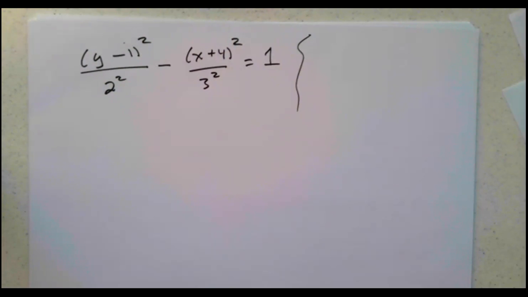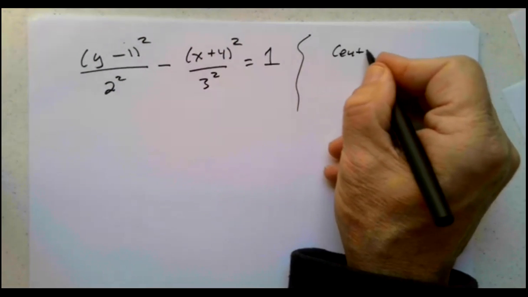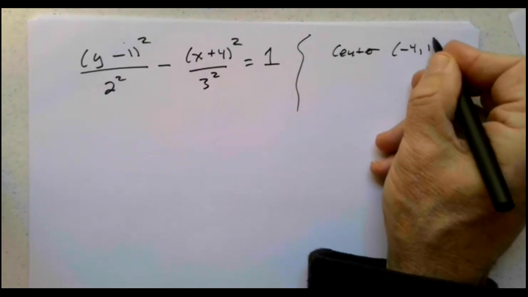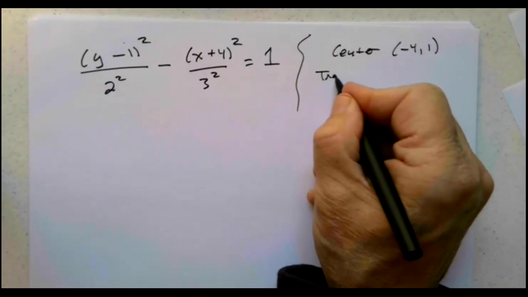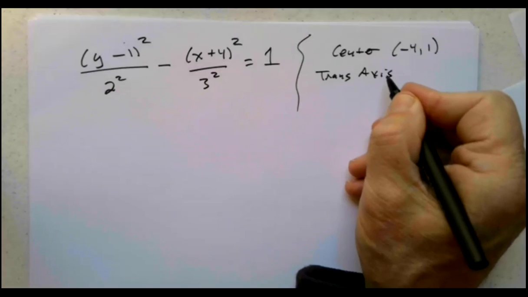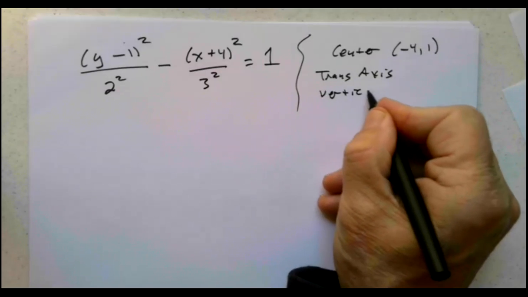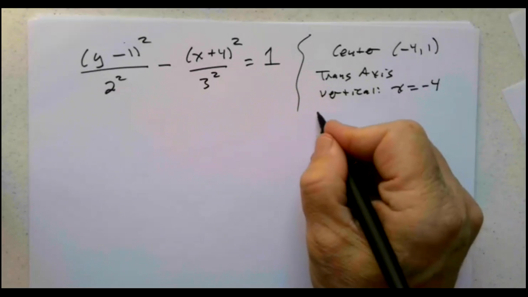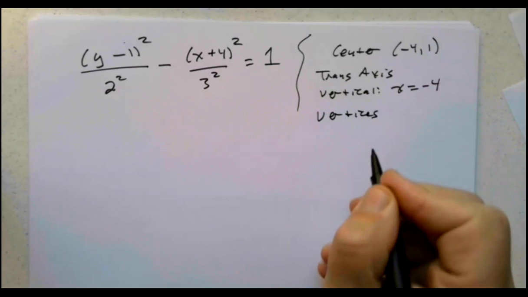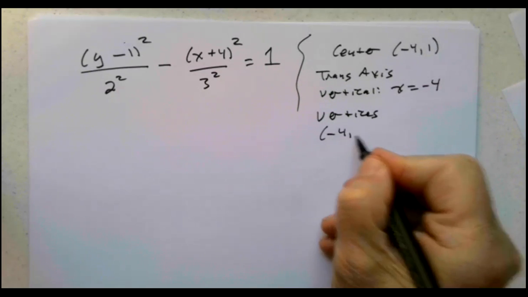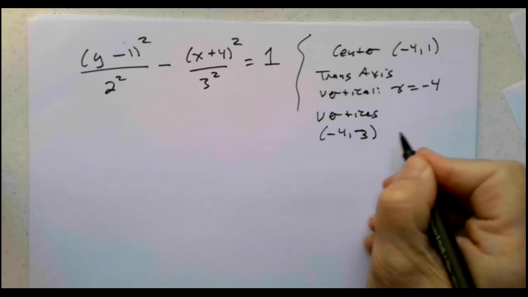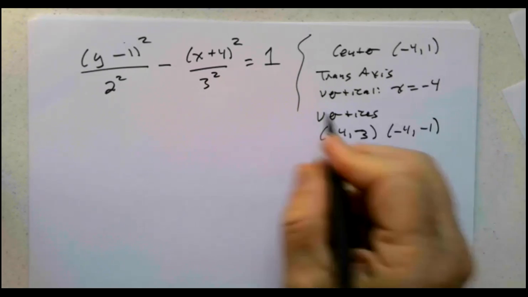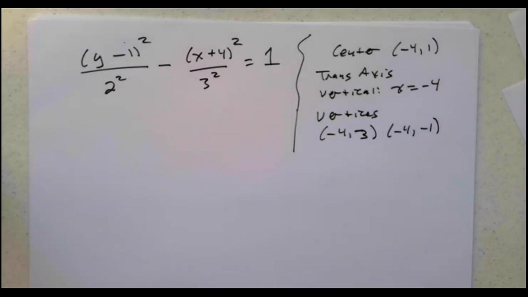Some information we had from the previous page. Center, -4, 1. Transverse axis was vertical, and the equation was x equals -4. Our vertices were -4, 3, excuse me, -4, 3, and -4, -1. And I want to get the equation of the asymptote next. So let's go back and look at our picture and see what we have there.